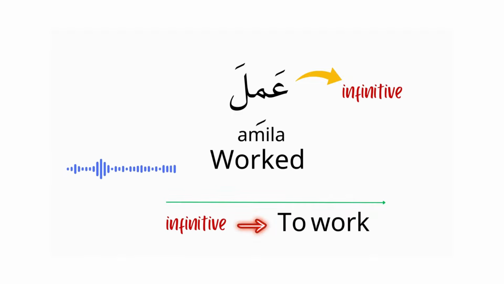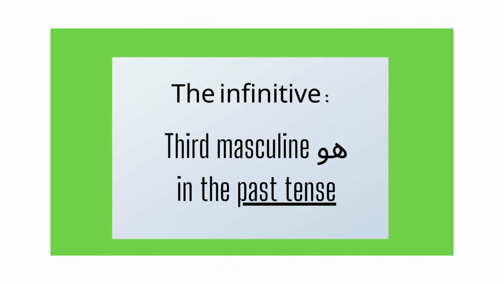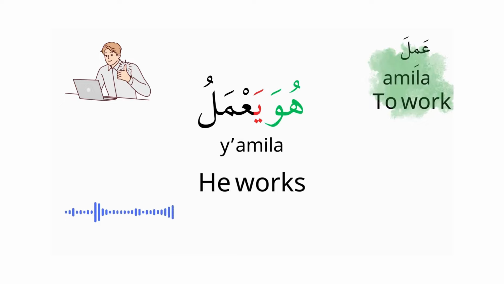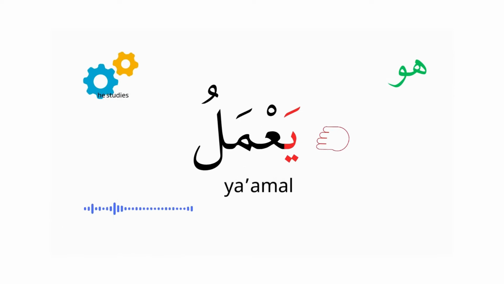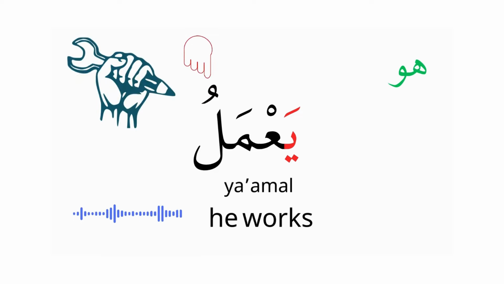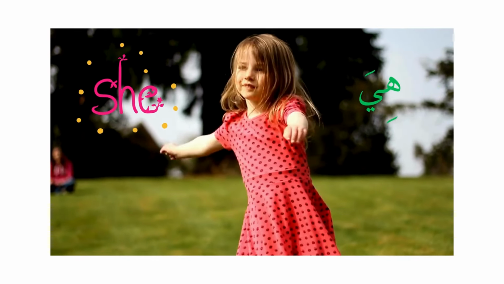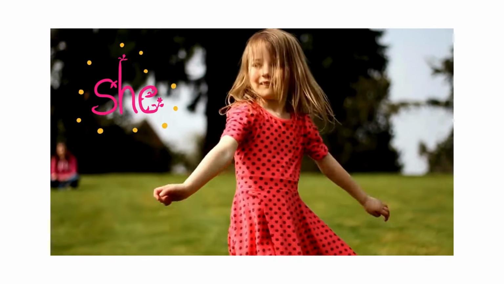We will practice more, and this time we're going to use the verb عمل. عمل. It means he worked. The infinitive in English is to work. And as you know by now, the infinitive form in Arabic takes the third masculine pronoun conjugated in the past tense. So to say he works in Arabic, we have هو يعمل. We added ya at the beginning of the verb يعمل, and we kept the lu sound at the end of it. عمل هو يعمل.